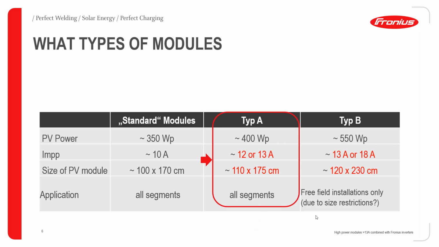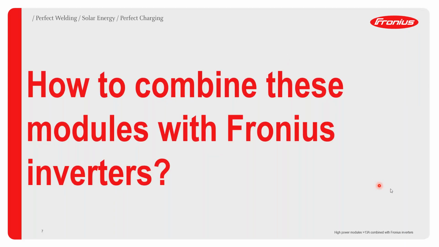So as far as installations currently with PV modules are concerned, this type A of modules up to 400 watt peak are quite ideal at the moment, and you're not going to have major problems with this category. Then the question is how to combine these different modules with Fronius inverters, and we are going to look at that.